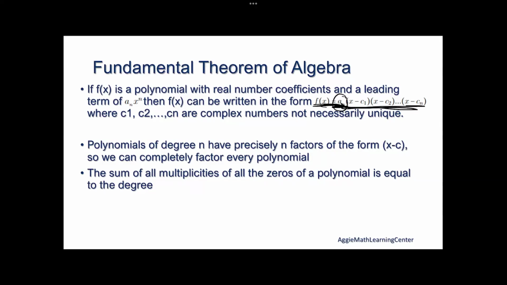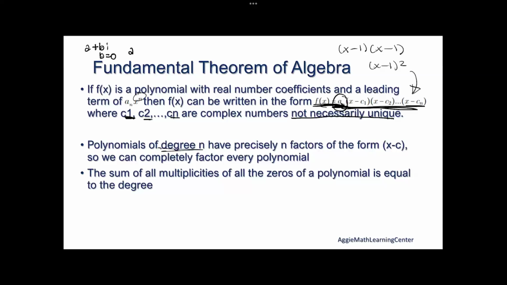Remember, complex numbers are of the form a plus bi. So if b is equal to 0, then we just have a real number, which can either be rational or irrational. And when it says not necessarily unique here, that just means we can have something like x minus 1, and that's technically x minus 1 squared. But if we factor it fully out into this, they're just not going to be unique. So polynomials of degree n have precisely n factors of the form x minus c. That's why we have c1, c2, all the way up to cn.